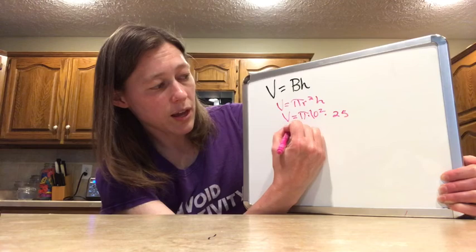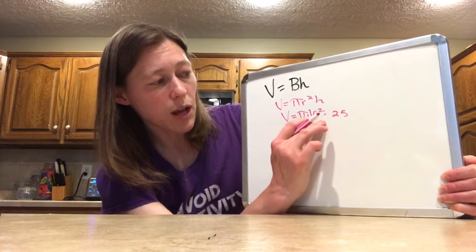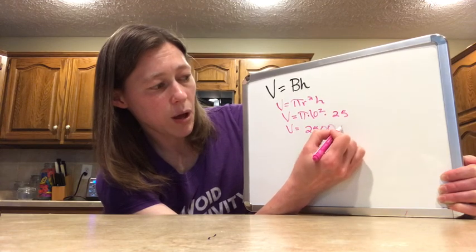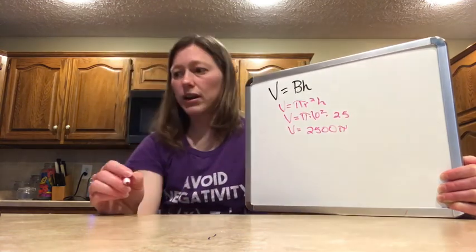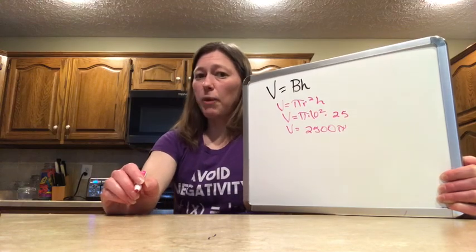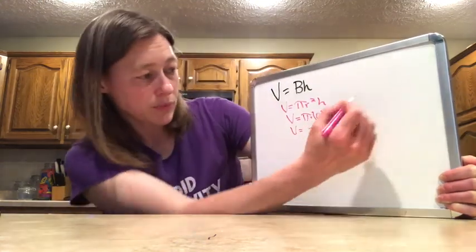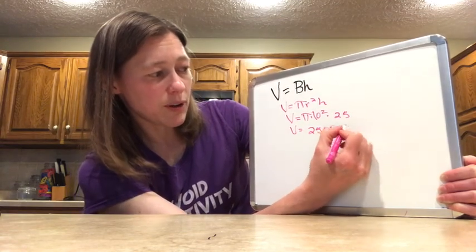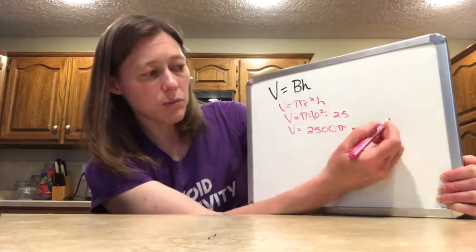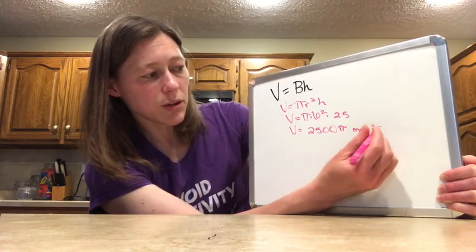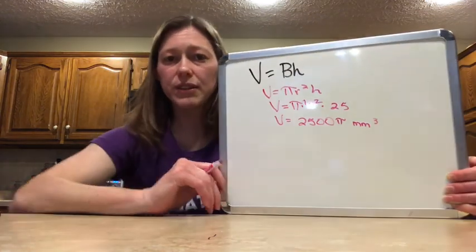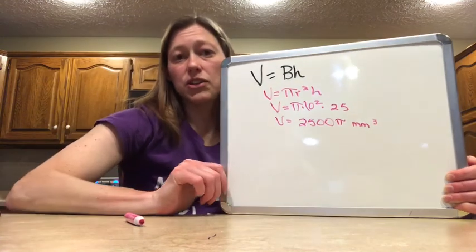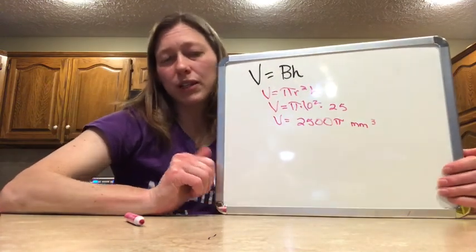So we've got volume equals pi times 100 times 25, so that would be 2500 pi. If we wanted to write this in terms of pi, we would just say 2500 pi, and then whatever the units are cubed, and in this case it's millimeters. So we could just write it like this if it says in terms of pi. Otherwise, we would need to multiply by pi if it tells you to round to the nearest tenth.